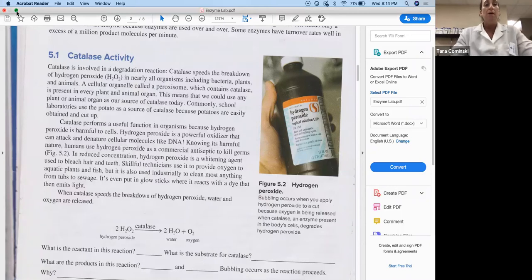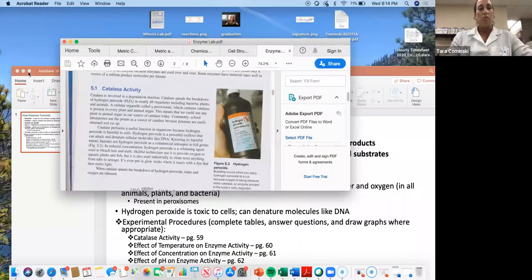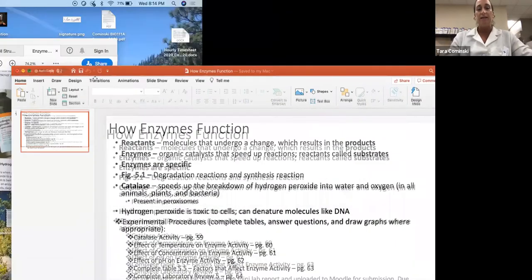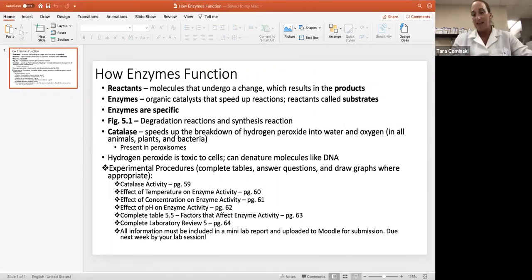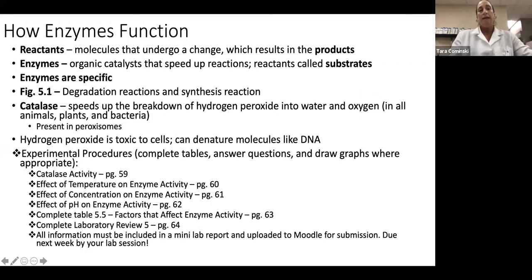So let me pull up the PowerPoint slide just to kind of go through that. I think it's just a little more organized, but like I said, we're going to have to refer to that diagram anyway, so I'll pull that back up. There's basically just one slide, again, that's uploaded to Moodle. And again, we're talking about the Enzyme Lab, right?